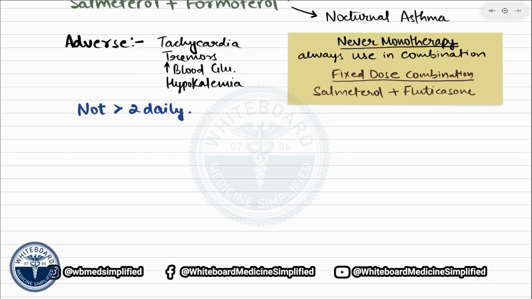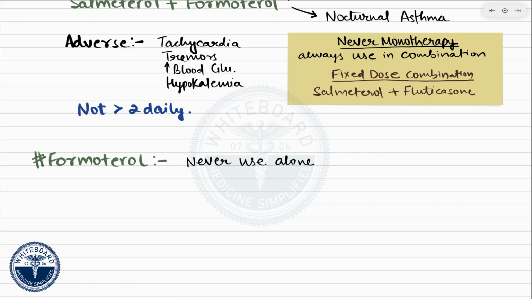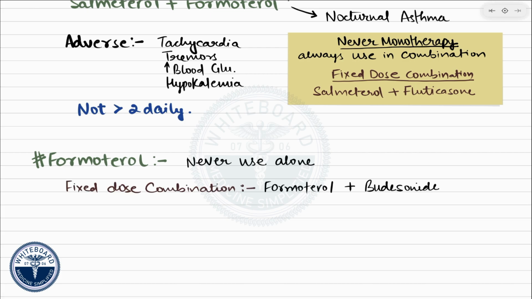Like salmeterol, formoterol should not be used alone in patients with asthma. Instead, it should always be prescribed in combination with an inhaled corticosteroid to control the underlying airway inflammation. For this reason, fixed-dose combinations such as formoterol with budesonide or formoterol with mometasone are widely used in the long-term management of asthma and COPD.